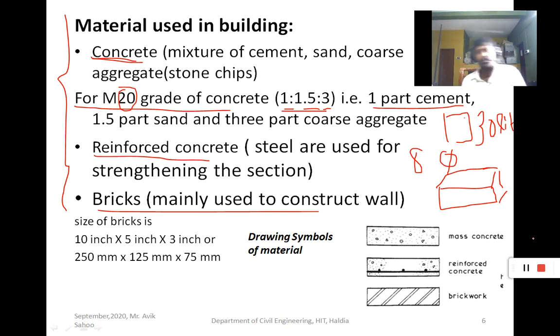I have said that this is a traditional brick, and the size is 10 inch. 10 inch means the length is 10 inch, then width is 5 inch, and height is 3 inch. In mm, that is 250 mm, 125 mm and 75 mm is the height of the brick. The width of the brick is 5 inch or 125 mm, and 10 inch is approximately 250 mm.